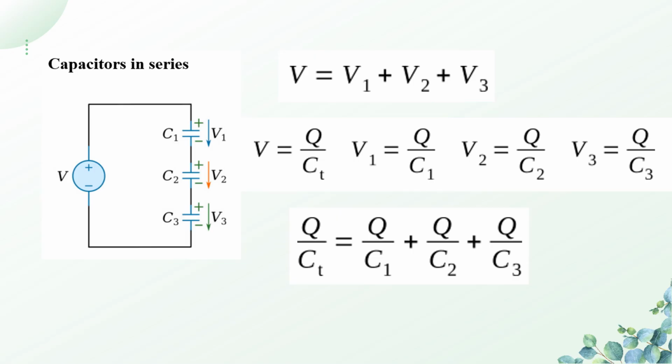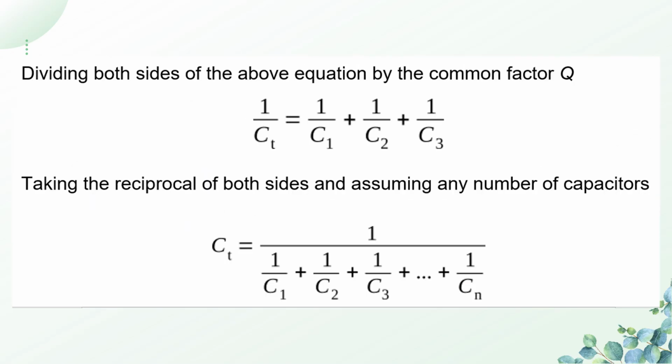When these Q values are taken common on both the left hand side and right hand side, they cancel each other. So the remaining is 1 by Ct is equal to 1 by C1 plus 1 by C2 plus 1 by C3. So that is the total capacitance when the capacitors are connected in series. So from the last equation we know that Ct is equal to the reciprocal of this sum.